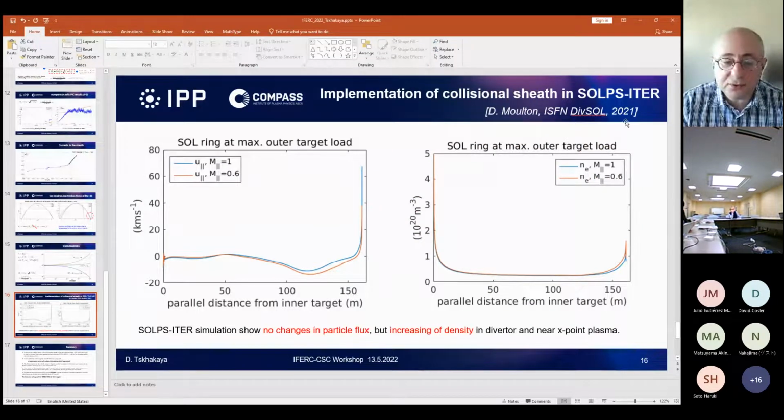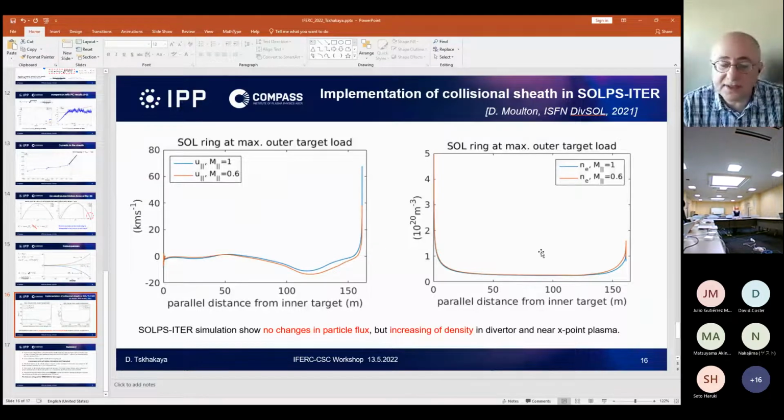SOLPS-ITER code. It's a fluid code. It's probably a major code which is used in the fusion community for modeling of plasma transport. It's a standard ITER code. And this model was implemented, and we considered a relatively weak case where the Mach number equals 0.6. This is a comparison between the classical model, assuming Mach number equals 1, and the new model with 0.6. But as you can see, velocity, as was expected, is changing, and also density is changing.